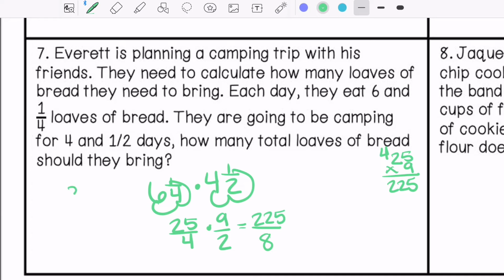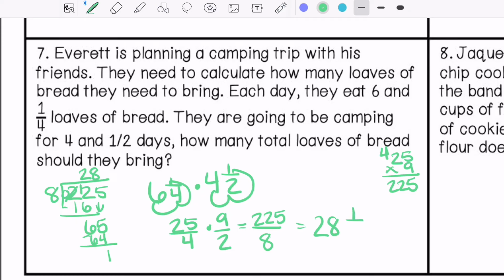All right, so let's do some division over here. 8 goes into 20 2 times. Goes into 65 8 times. A remainder of 1. So 28 and 1/8 loaves. It's a lot of bread. I must just be eating sandwiches the whole time.